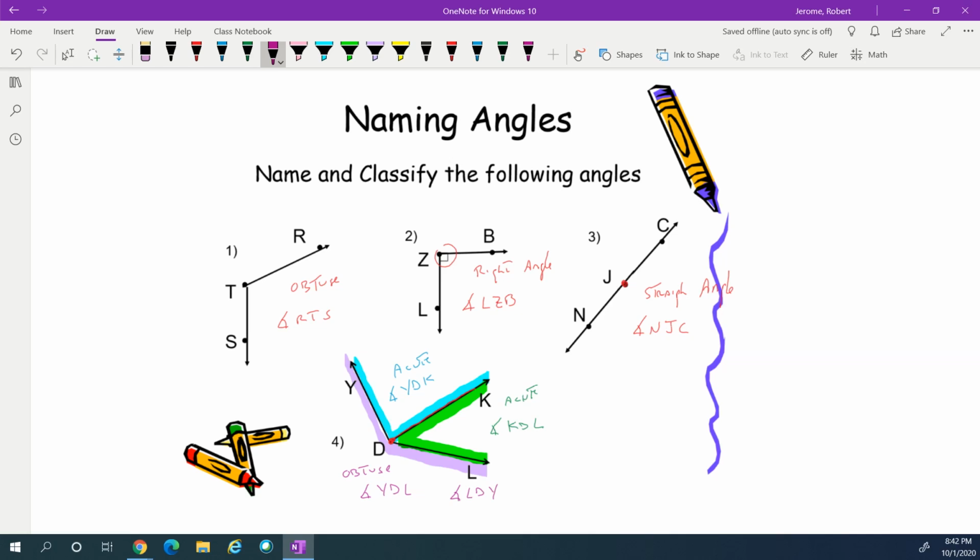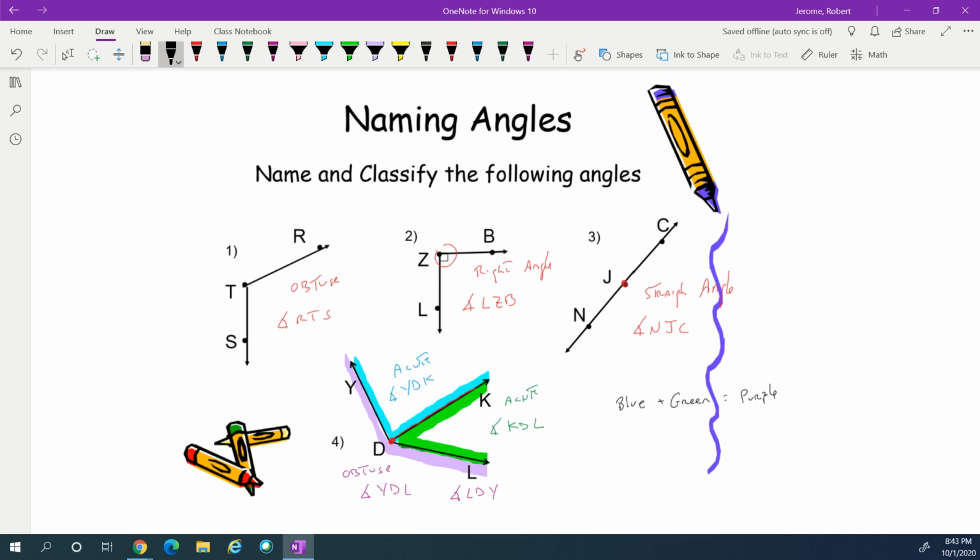Now, since we're looking at this picture, look at that carefully. The purple angle is made up of the blue and the green. In fact, if you think about this, the blue plus the green together make up that purple angle. We're going to come back to this idea in just a minute.